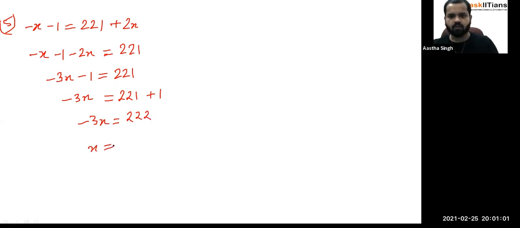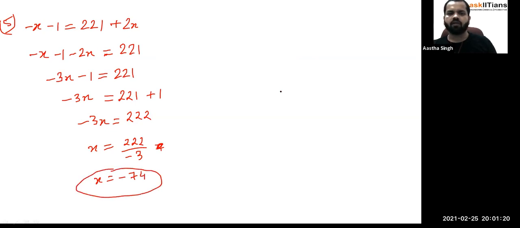So x will be equal to 222 divided by minus 3, which will be equal to, just divide, x will be equal to minus of 3 7s are 21 and 3 4s are 12. So x will be equal to minus 74 in that particular case, right?